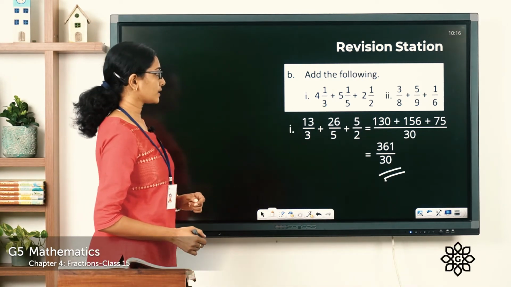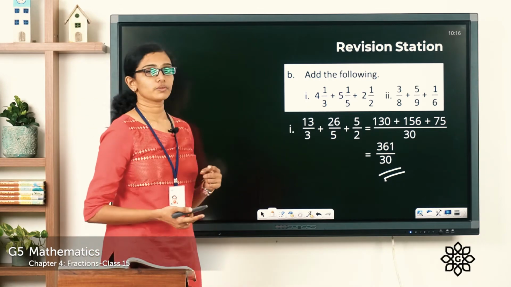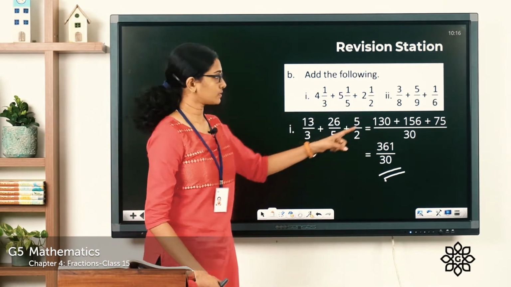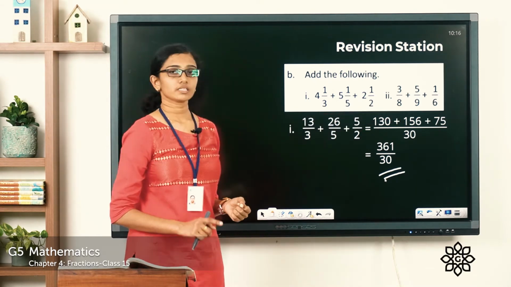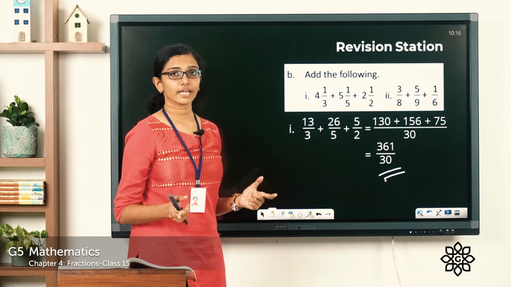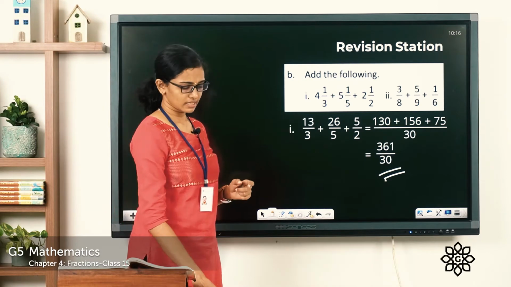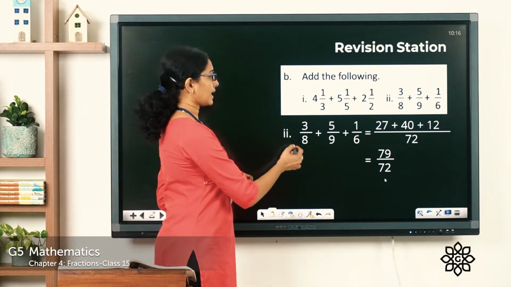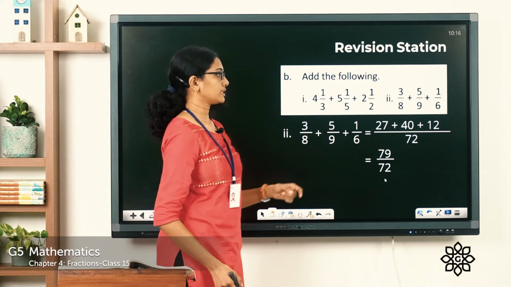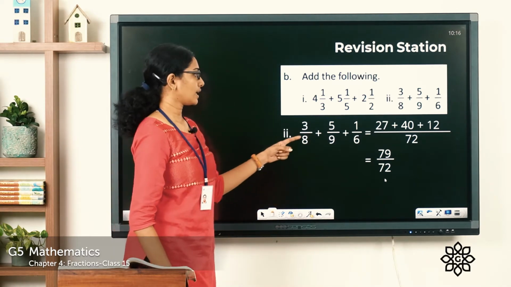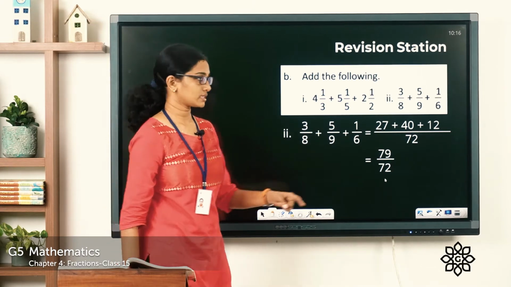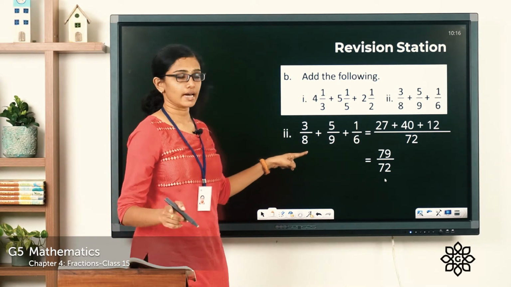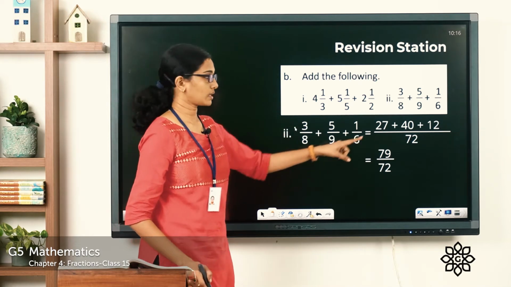Now the second question, you can proceed with the addition after finding out the LCM of the denominators obtained, and just make the denominators same, then proceed with the addition. Now here 3 by 8 plus 5 by 9 plus 1 by 6. What is the LCM? 8, 9 and 6. The LCM is 72. So 72 divided by 8 is equal to 9. So that 9 into 3 is 27.